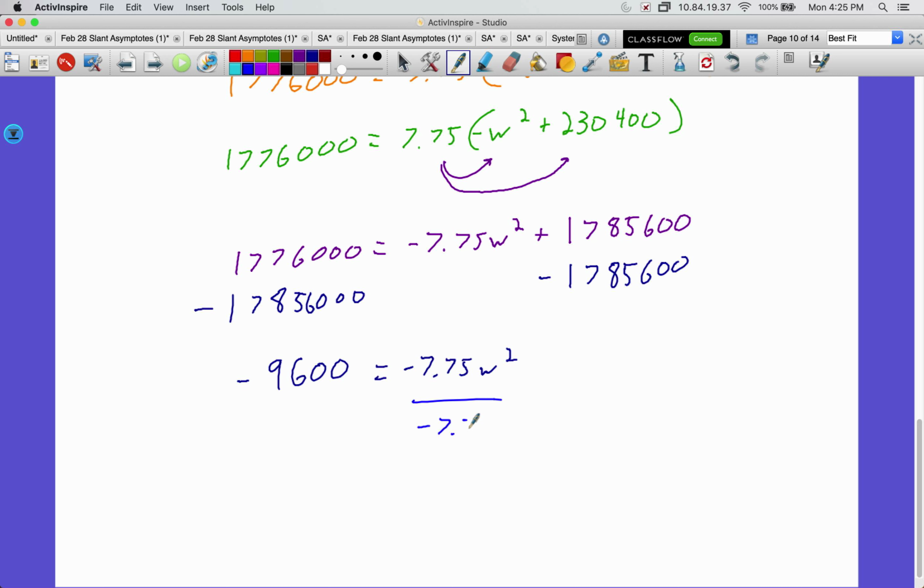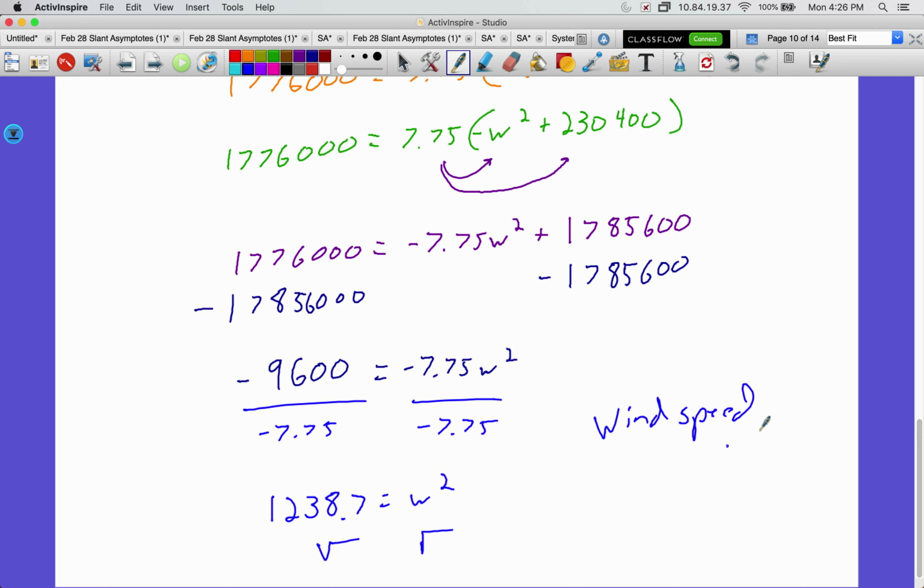Divide away that negative 7.75. And I get 1,238.7 equals W squared. I'll keep that whole number in my calculator as I take the square root of both sides. To get that, my wind speed must have equaled the square root of that answer, 35.19 miles per hour.